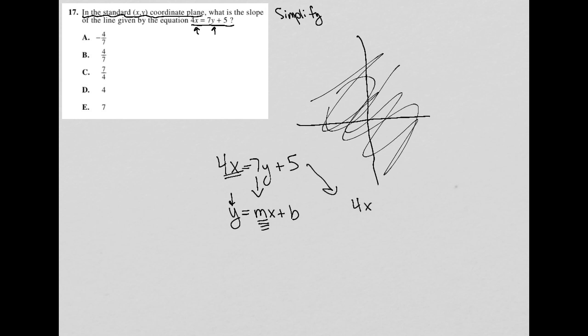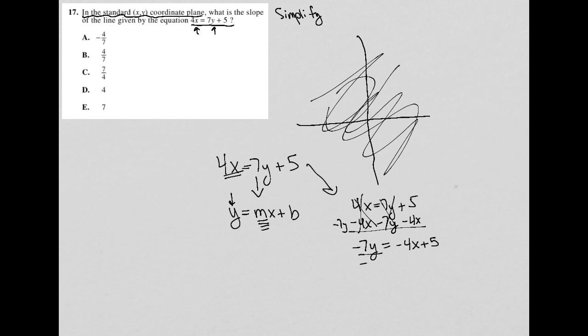So again, it's 4x equals 7y plus 5. I'm going to subtract 4x, subtract 7y. So then, subtract 4x from this side and subtract 7y from this side as well. So what I'm left with is negative 7y equals negative 4x plus 5. So I'm getting closer to having my y value on the left side and isolate it.